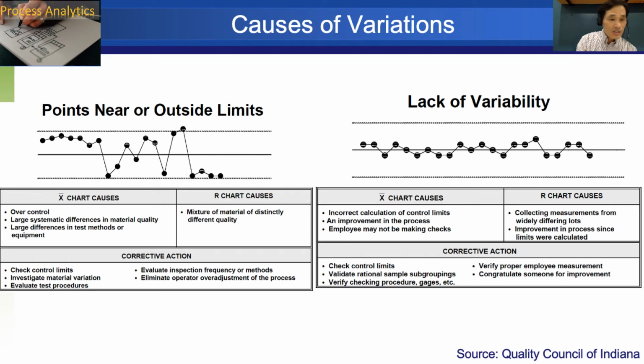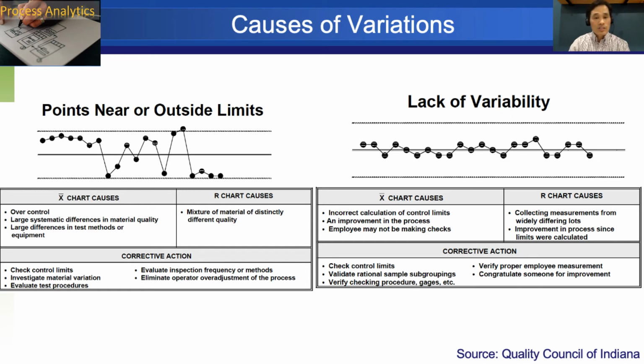Corrective actions can be as follows. Check control limits. If you are trying to control too tightly, you want to give some leeway for the control limits. Investigate material variation. Is it because the material is not stable? You want to look at that. Evaluate test procedures or evaluate inspection frequency, or eliminate operator over-adjustment of the process. Those things can be done.